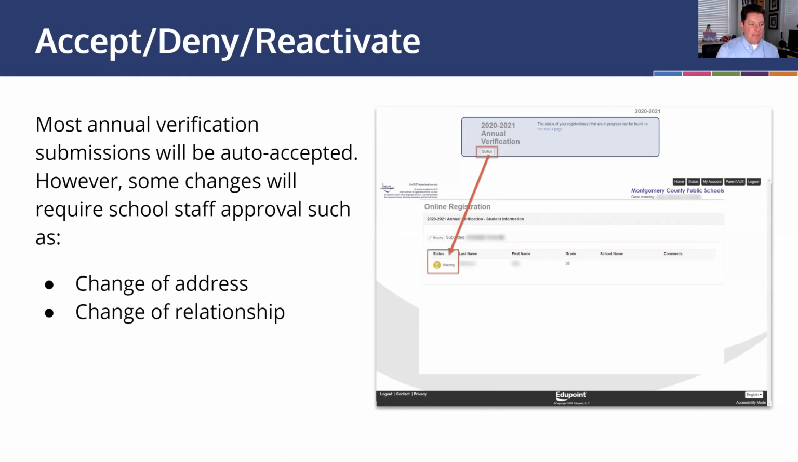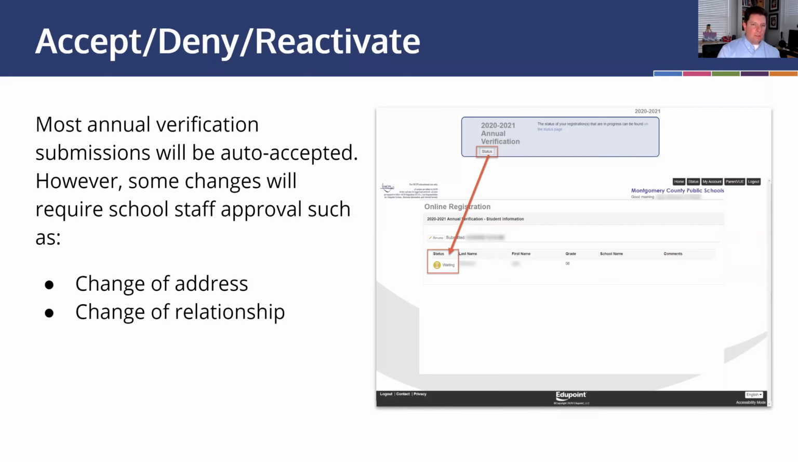And then Reactivate basically just takes it off of their roll and then sends it back to you. And then it becomes an active link in ParentVUE again for you, and you can make further changes. So for example, let's say you are entering in contact information or emergency contact information, and one of the area code was completely way off.